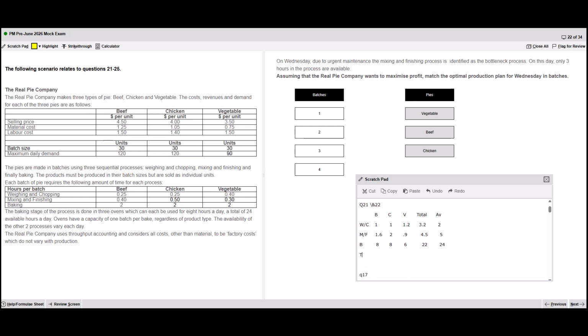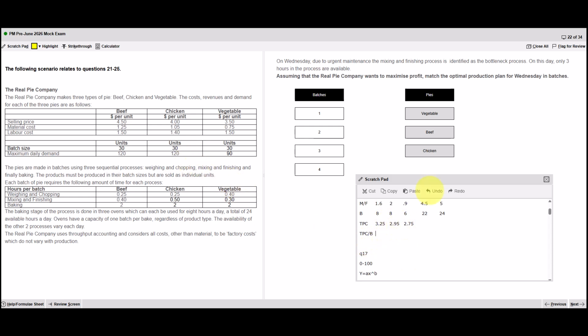The next thing I need to know is the throughput contribution per unit, which is the selling price minus the material cost. So for beef, it's 450 minus 125. So that's 325. For chicken, it's 400 minus 105. So that's 295. And for veg, it's 350 minus 75, so that's 275. So this is per unit, but now I need per batch.